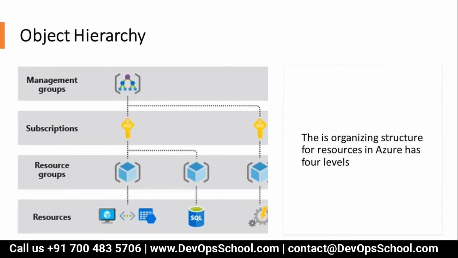Now, object hierarchy. Management group, after that subscription, that is what I told you, right? And then resource group. You were asking whether we are able to manage at the resource group level or not. Correct, Mohammed? Yeah, we can manage. I told you, right? And after that, resource. This is the hierarchy. So this object hierarchy you have to remember.